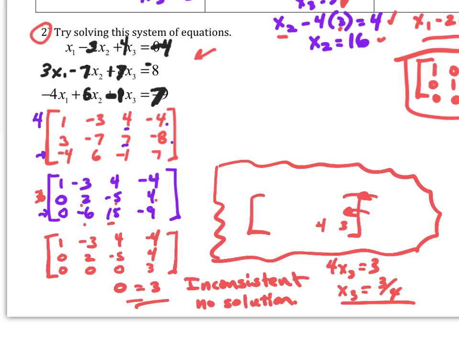Okay, so this is just an example of an inconsistent system that we do have. If we get 0 equal to 0, that would be another one. 0 equal to 0 or 3 equal to 3, that would tell me that I have an infinite number of solutions, and you would just have to probably check that out. Okay, so that's where we're ending up with these things.